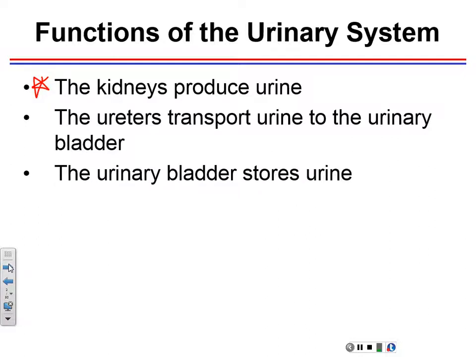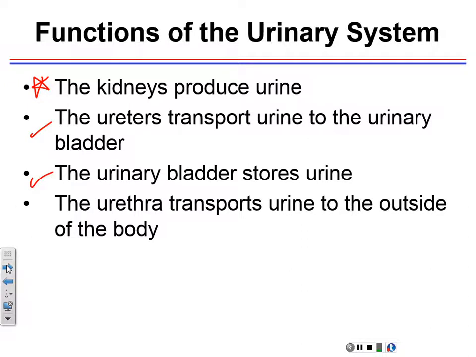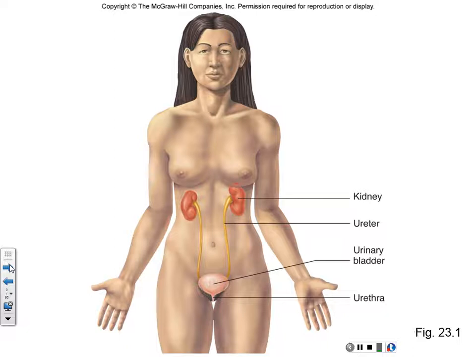So the ureters gather all the urine and conduct it to the bladder, and then the bladder stores it. The urinary bladder stores urine until it has reached capacity. Then you get the micturition reflex to urinate, and then you empty. And of course, the urethra transports urine to the outside of the body. So those are basically the functions, but we'll focus a lot on this today.